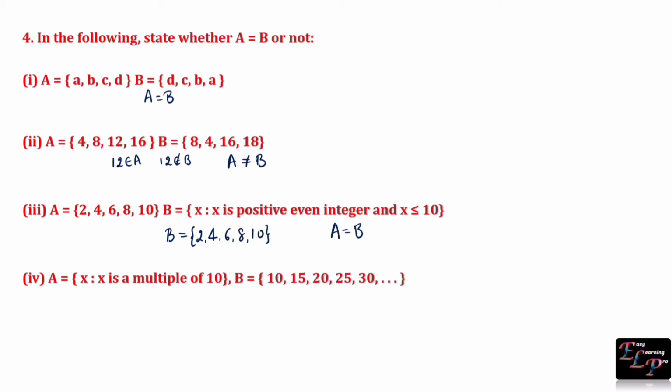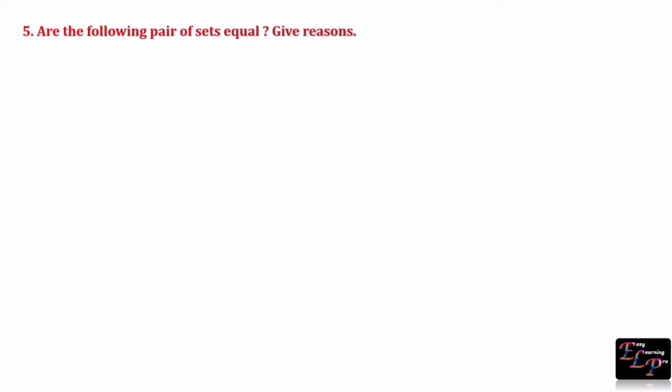Let us write set A in roster form. Here x is a multiple of 10. So the elements are 10, 20, 30 and so on. If we compare set A and B, element 15 belongs to B, which doesn't belong to set A. Hence, the elements are not the same. So A is not equal to B. Next question. Are the following pair of sets equal?